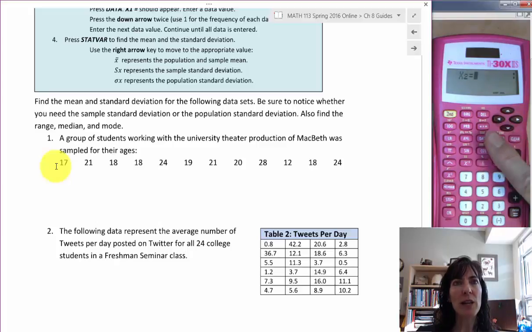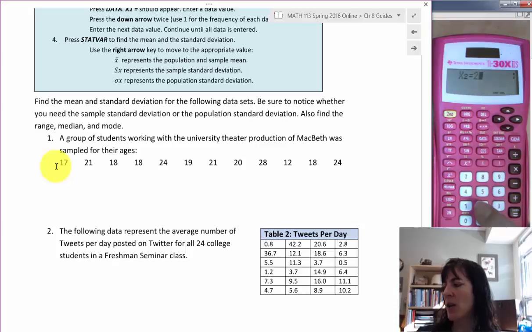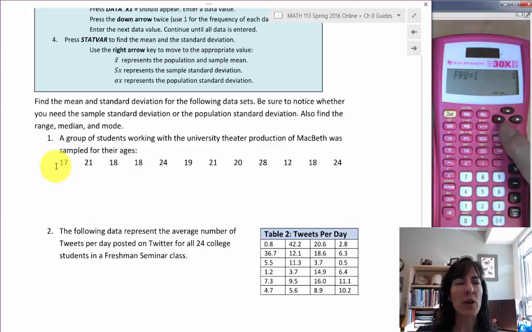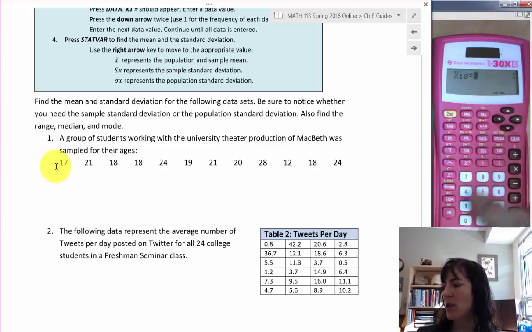Go down one more, and it says x sub 2 equals, and now I'll type in the next data point. Down 1, frequency down another, and now I'm on x sub 3, so I'll do 18, down 2, and another 18, down 2, and a 24, down 2, 19, down 2, 21, down 2, 20, down 2, 28, down 2, 12, down 2, 18, down 2, 24.